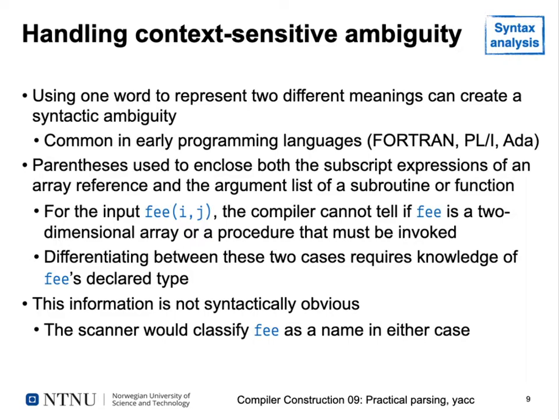This information is not obvious from the syntactic point of view, so we need some additional information to be able to figure this out. Nevertheless, our scanner would have less problems with this because it just sees a character sequence here and tells us, well, phi is some sort of name or identifier, and lets the compiler or the parser figure out what the meaning of phi is. Is it an array or is it a function?